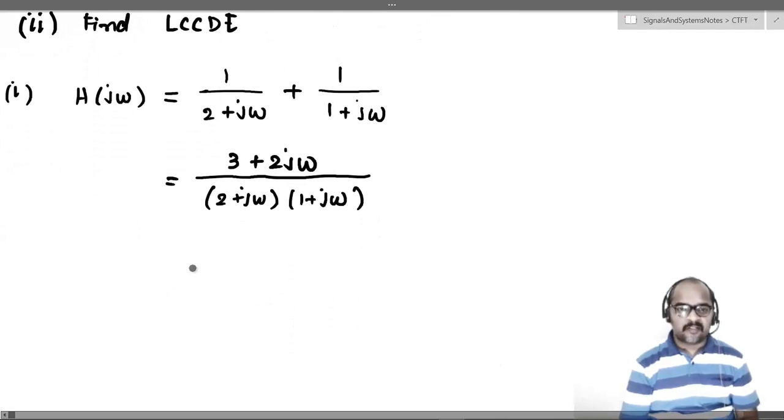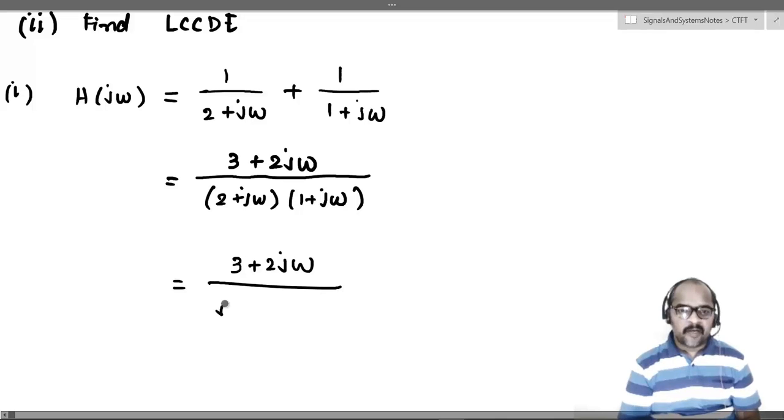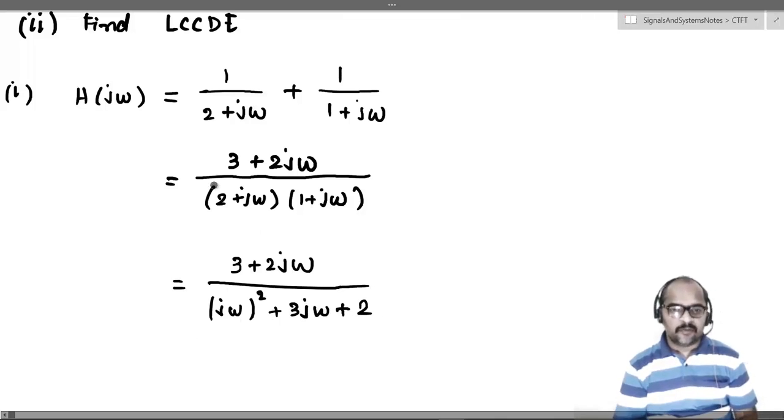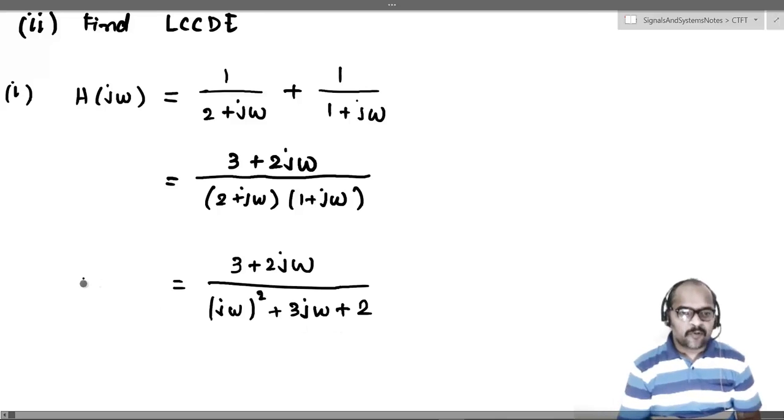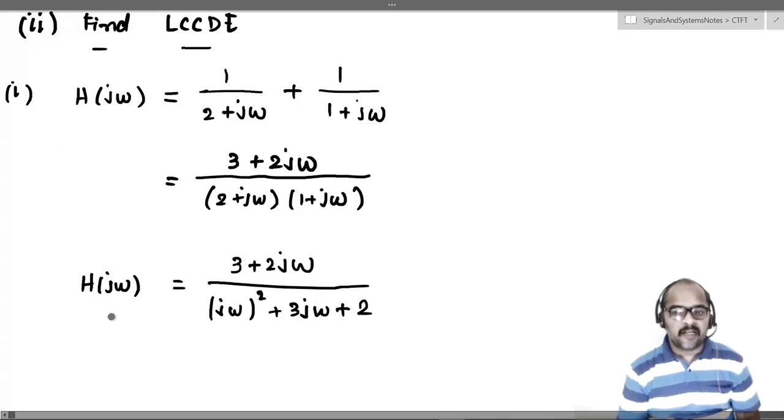To simplify further, we can write this as 3 plus 2j omega divided by the expanded denominator, j omega whole square plus 3j omega plus 2. That's easy to see, correct? If you multiply it out, you get j omega whole square plus 3j omega plus 2. So finally, this is our frequency response. What is the second question? We have to find the linear constant coefficient differential equation.